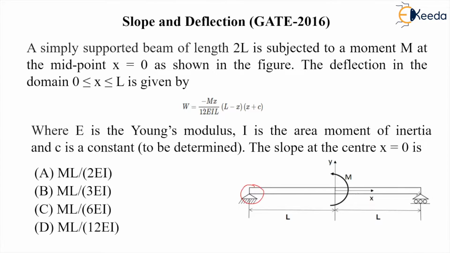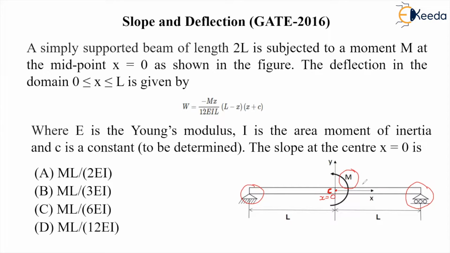There is a simply supported beam. One end is the hinge joint and one is the roller joint, and a bending moment m is applied at the center. This point is the center point, x equal to 0, meaning the direction x is taken from this center point C, and x increases towards the right, towards the roller joint.